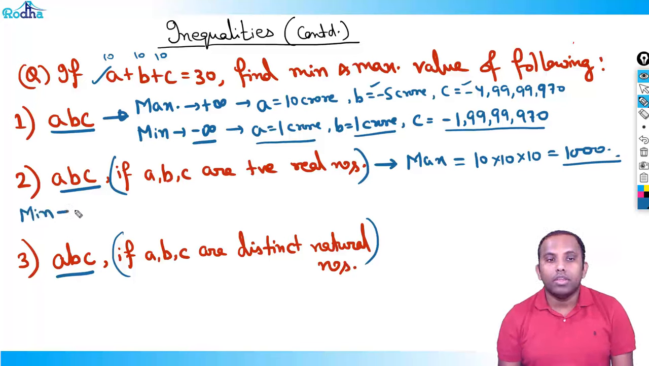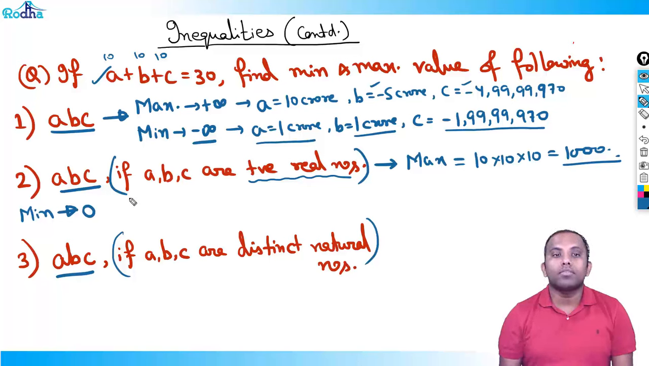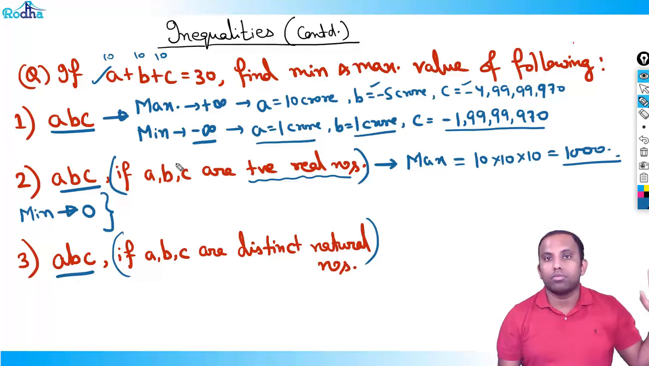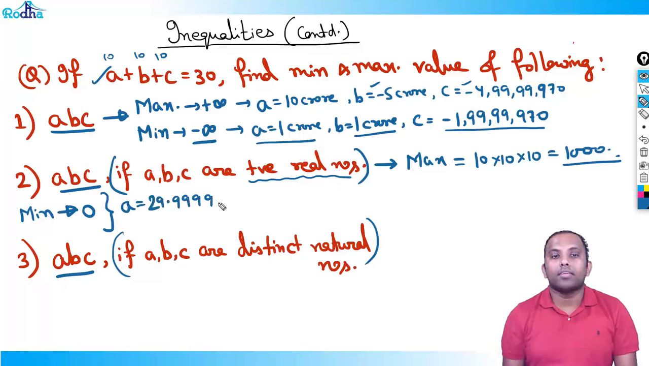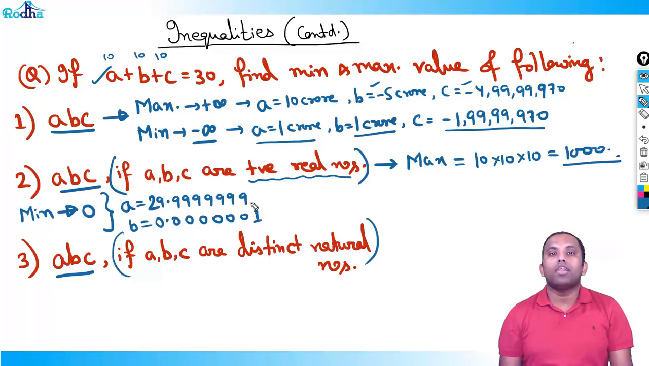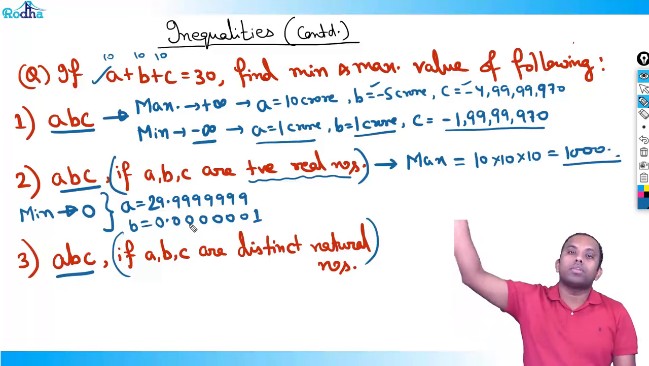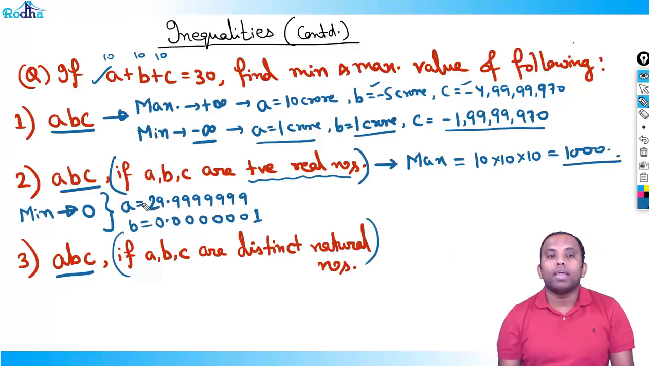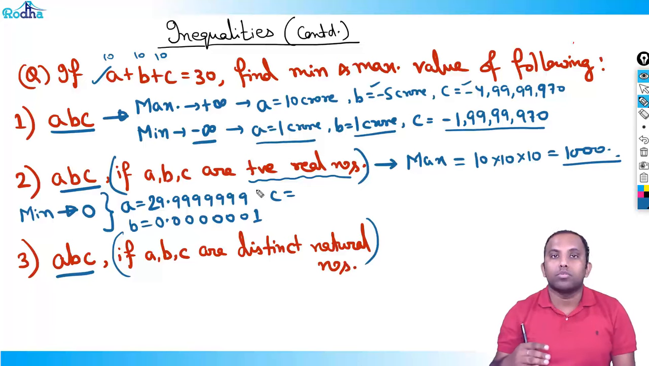The minimum value here will be tending to 0. I can't say exactly 0 because all are positive real numbers, but tending to 0 means almost 0. For calculating the minimum value, the values should be as far apart as possible. Suppose I take a as 29.999999 and b as something like 0.00000001. You can understand that this kind of a, b, c value has no limit; it can be even 100 times smaller. So when you multiply a, b and c, it is almost 0. That's why I've written tending to 0. What is the minimum value? Tending to 0, almost 0 but not exactly 0. And the maximum value is 1000.